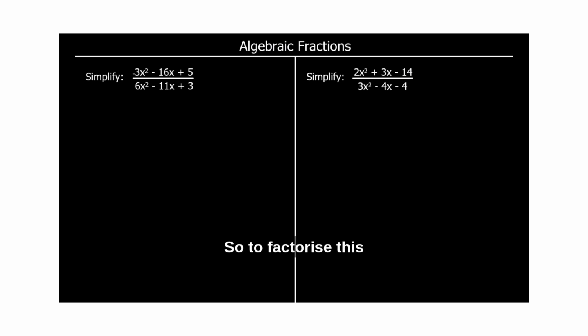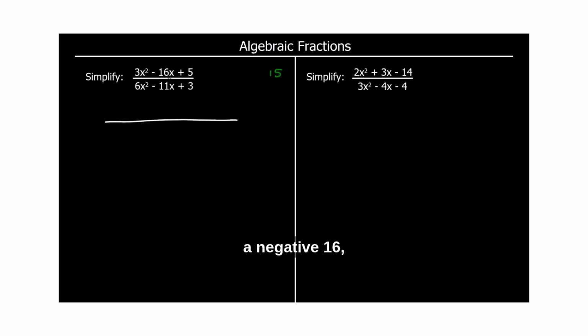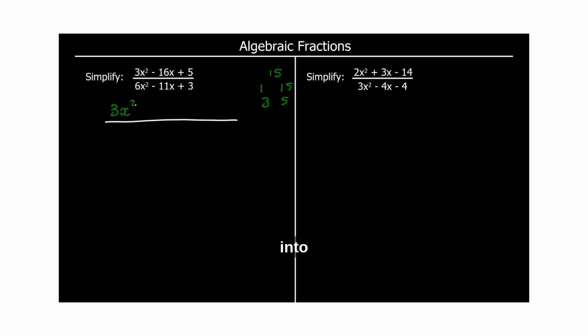So to factorize this sort of quadratic, I'm going to do a times c. So for the numerator, 3 times 5, which is 15. What multiplies to make 15 and adds to make negative 16? It's going to be, well, 1 and 15. It can't be 3 and 5. So I can change negative 16x into negative 1x, take away another 15x. So I'm just rewriting negative 16x as 2 separate terms.